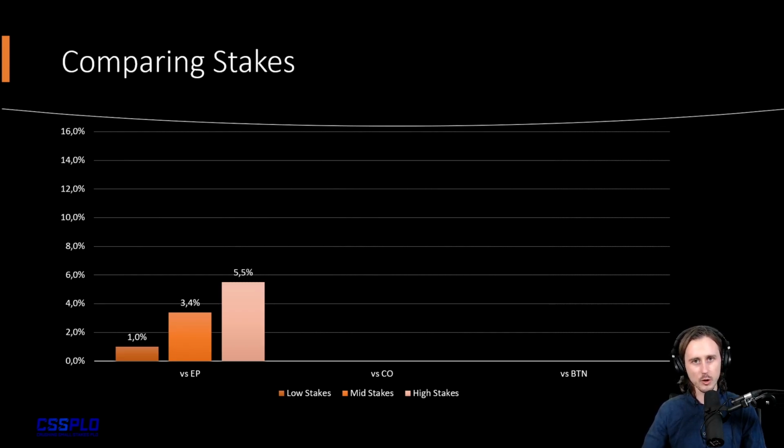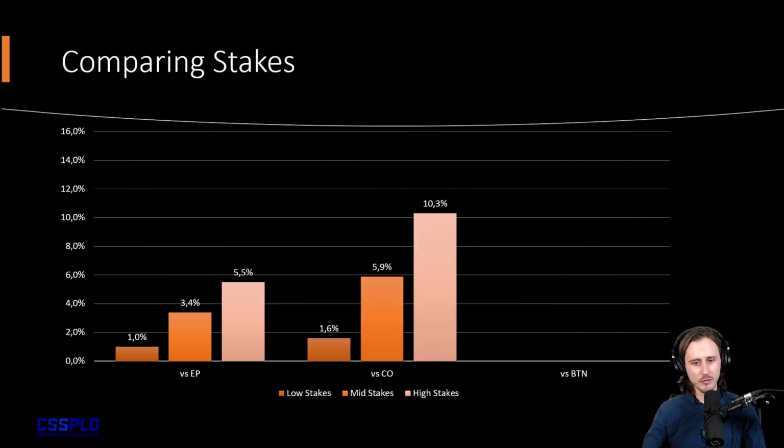At low stakes, we're only supposed to cold call 1% of the hands. At mid stakes, 3.4, and at high stakes, 5.5. You can see these ranges gradually become wider. Versus the cutoff, 1.6% of the hands we are supposed to cold call at low stakes, 5.9 at mid stakes, and 10.3 at high stakes.